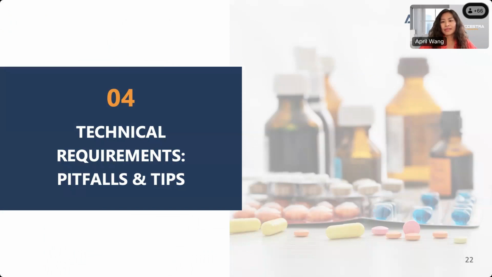Now we have a basic sense of the China DMF filing system. So when preparing the DMF dossier for China, please be aware of potential pitfalls in technical requirements. I'll also share with you some tips on how to overcome these.